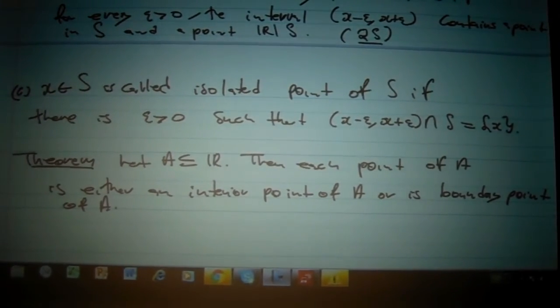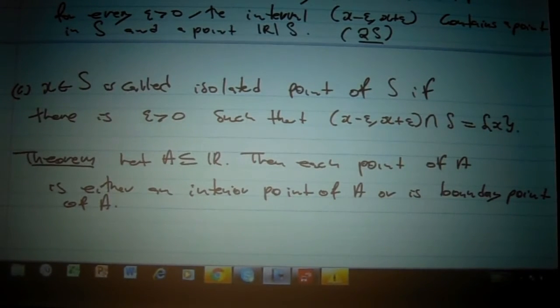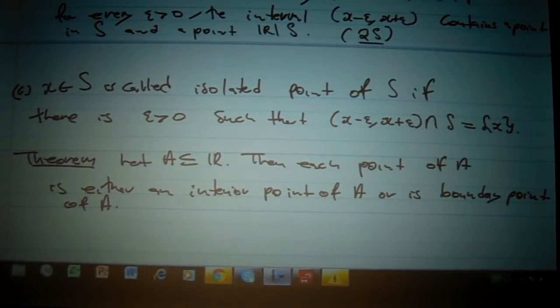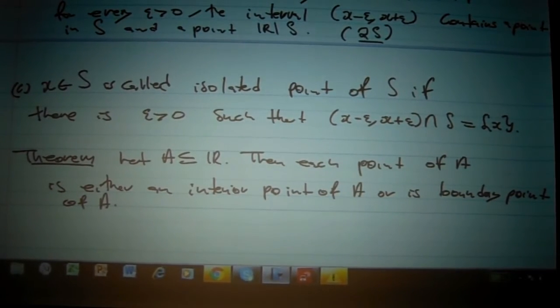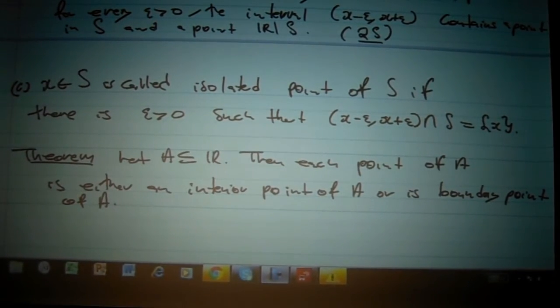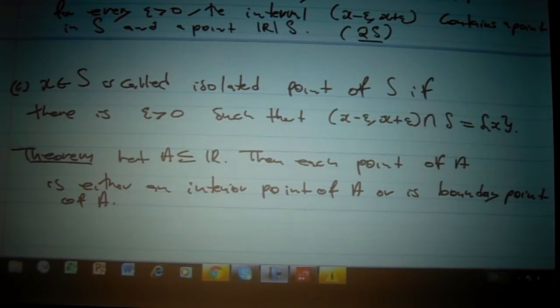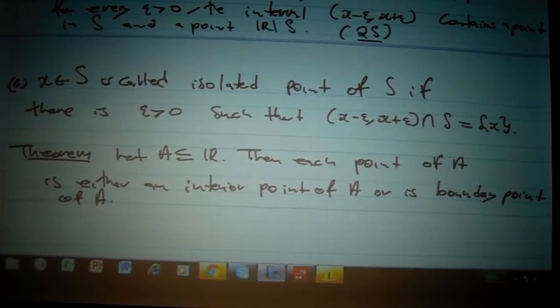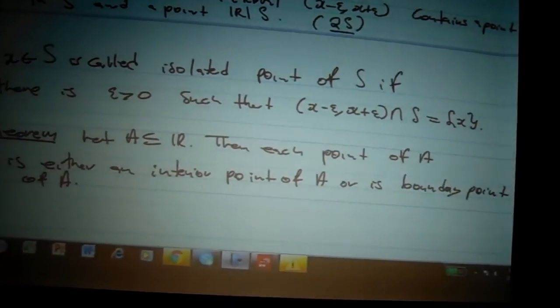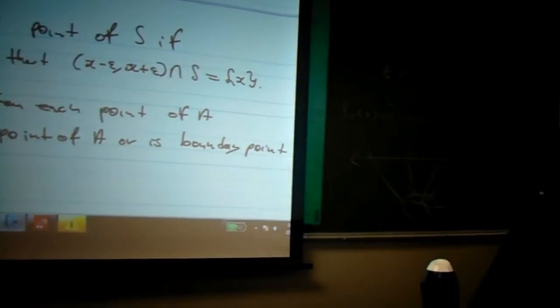So if you take a point, this point is either in the interior or the boundary. If it is in A. What about this isolated point we just defined? That's boundary. Is it a boundary? Yeah. Oh, no, I see.